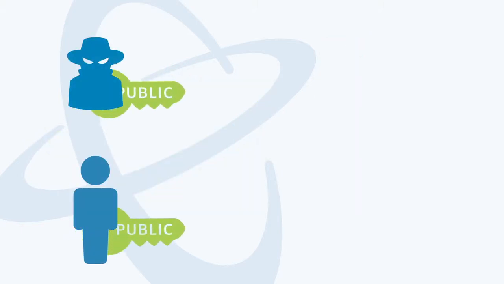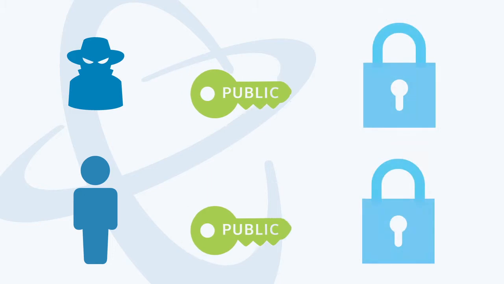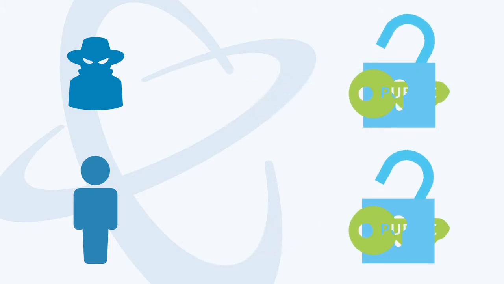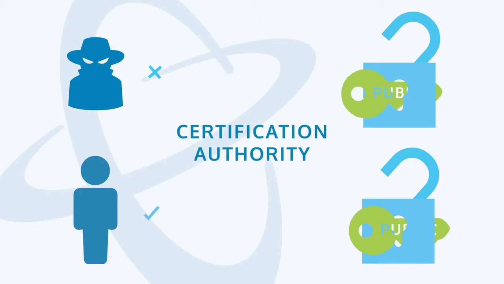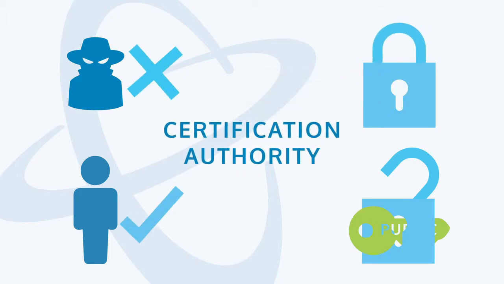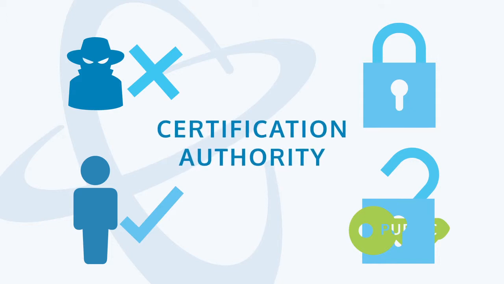But what if a hacker, pretending to be me, creates a public key and puts my name on it? Anyone replying to this public key could be sending information about me to the hacker. The usual solution to this problem is to use a trusted third party, known as a certification authority, or CA, which guarantees that the sender of the public key is who they say they are.